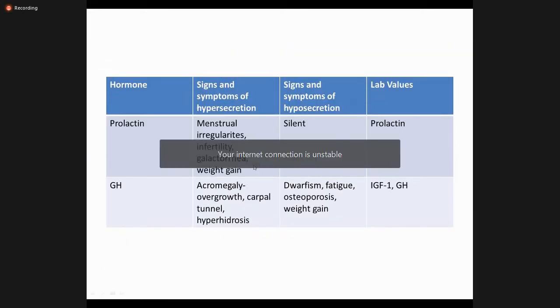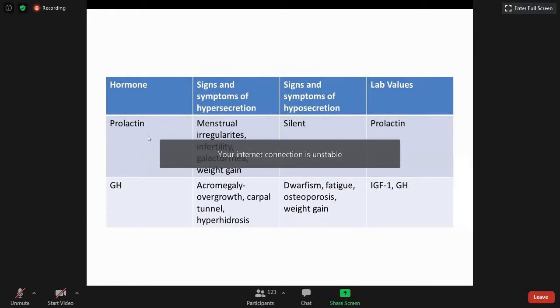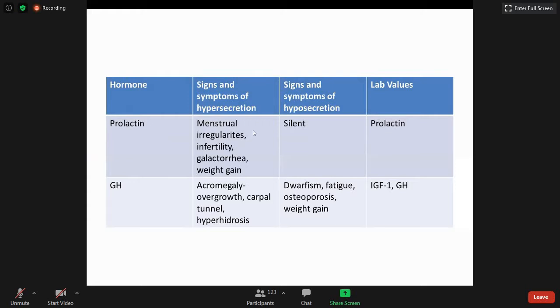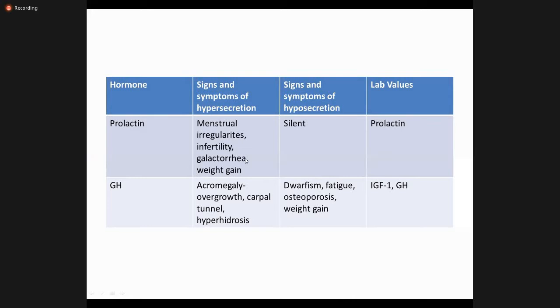prolactin. When there is prolactin hypersecretion, that is prolactinoma, the prolactin secreting pituitary adenoma is there. Then there is menstrual irregularity, infertility, galactorrhea, because one of the functions of prolactin is the ejection of milk, and weight gain. But the hyposecretion of prolactin hormone in the tumors is silent. So what lab tests are important? Prolactin level, serum prolactin level.